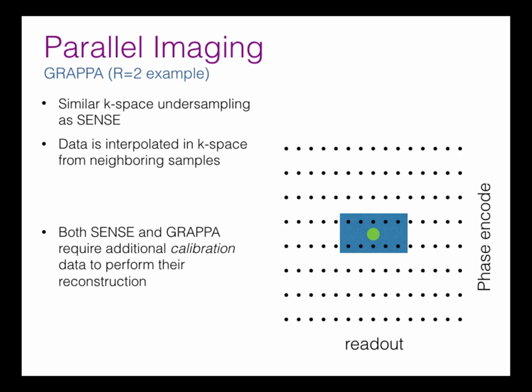And in SENSE, you need to know what the shape of that roll-off is for each coil. And in GRAPPA, you have to be able to work out what this kernel is. This is basically a convolution kernel. It's kind of interesting, but it's pretty much the same kernel everywhere in space. But you have to work out what that is, and you do that by acquiring additional data ahead of time in your scan.